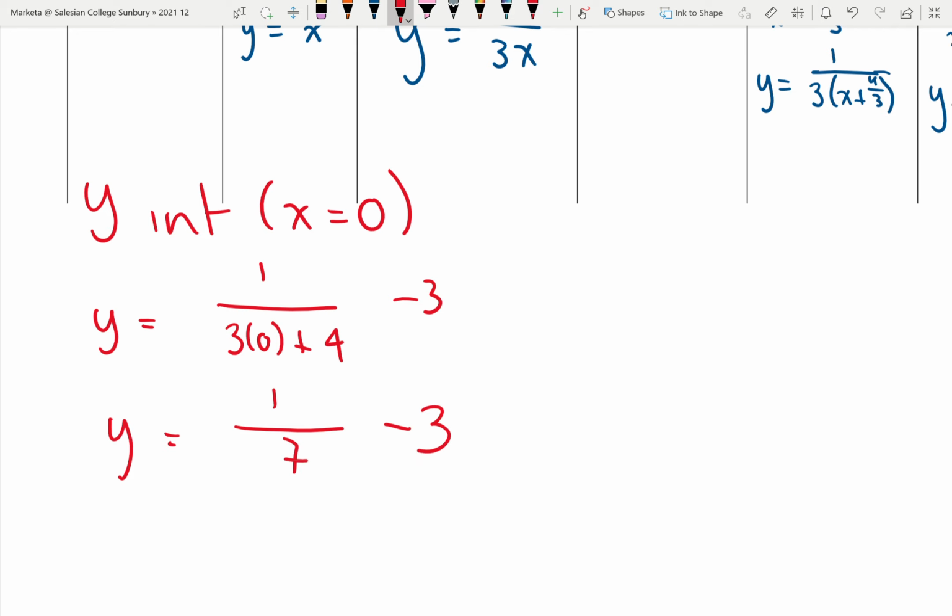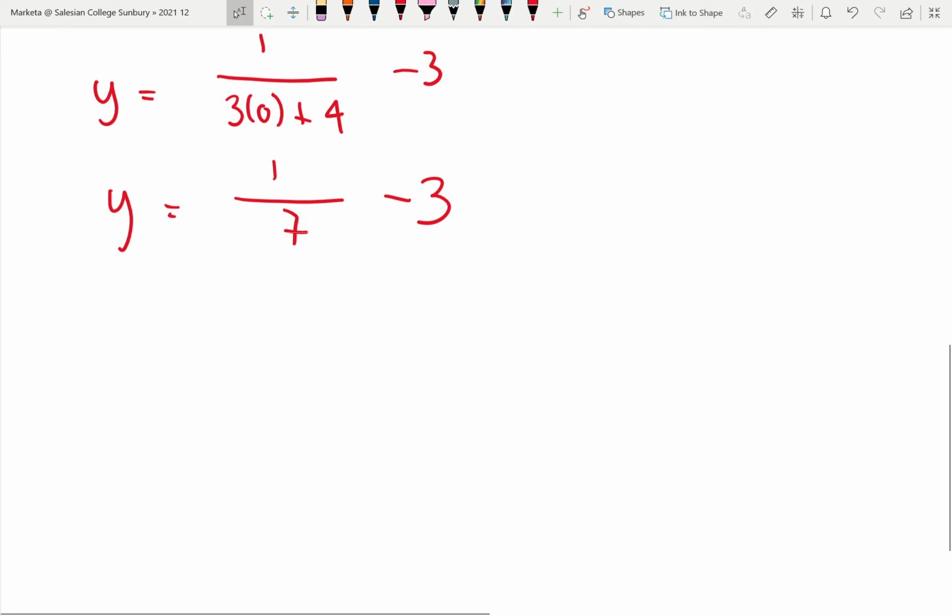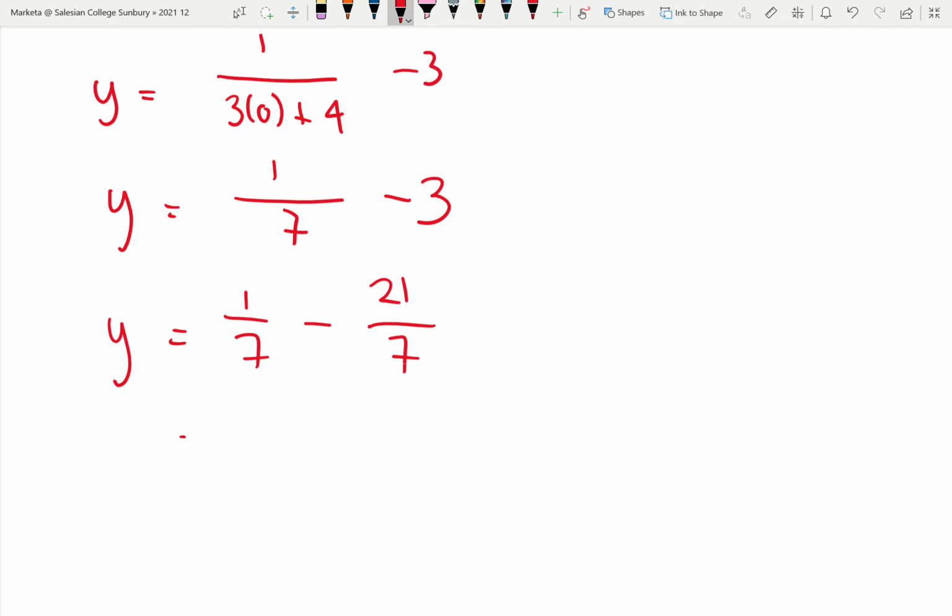And look, this is quite nice because it means I've drawn my y-intercept and x-intercept for that matter in the correct places. They will both be negative. So it's going to be 1/7 minus 21/7 equals -20/7. So -20/7, that's my y-intercept. And now I'll do the x-intercept.